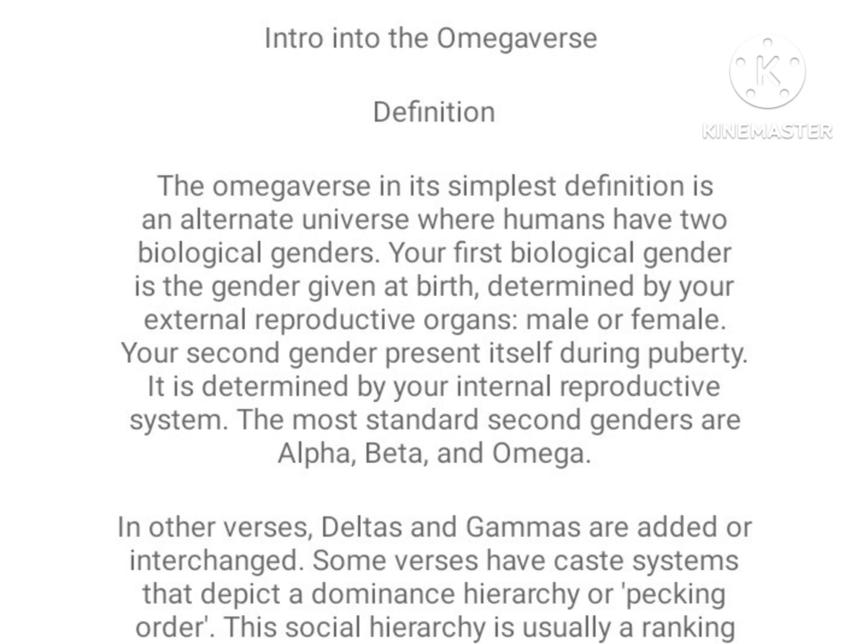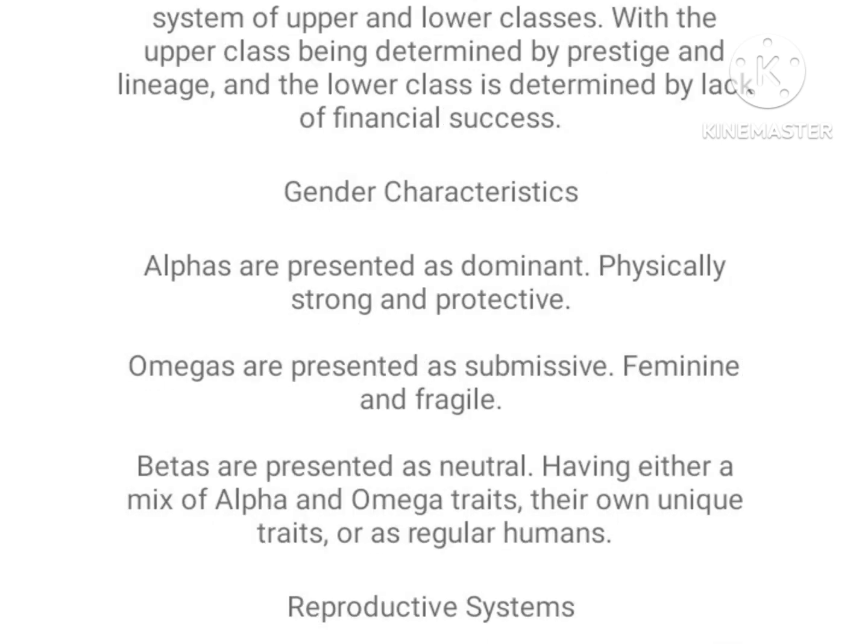It is determined by your internal reproductive system. The most standard second genders are alpha, beta, and omega. In other verses, deltas and gammas are added or interchanged. Some verses have caste systems that depict a dominance hierarchy or pecking order. This social hierarchy is usually a ranking system of upper and lower classes, with the upper class being determined by prestige and lineage, and the lower class is determined by lack of financial success.